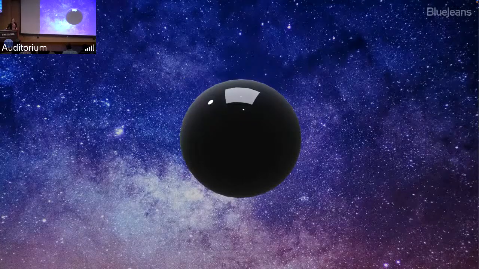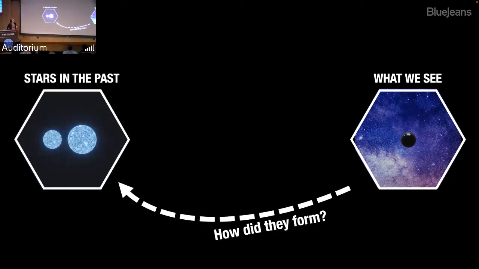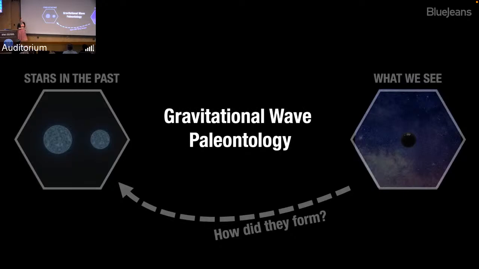Now, this is important because in 2015, something special happened. For the first time, astronomers detected such a collision of two black holes. And this raised the question, or the opportunity, to many astronomers like me: can we use these observations of merging black holes as a kind of paleontology to understand and learn about how these stars formed, lived, and died in the past? And so this, again, is this new emerging field that I call gravitational wave paleontology, studying the lives of stars using their fossils as black holes that we see today.